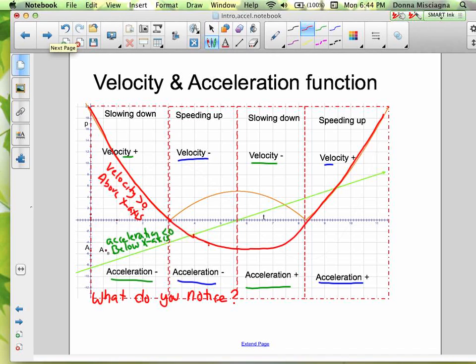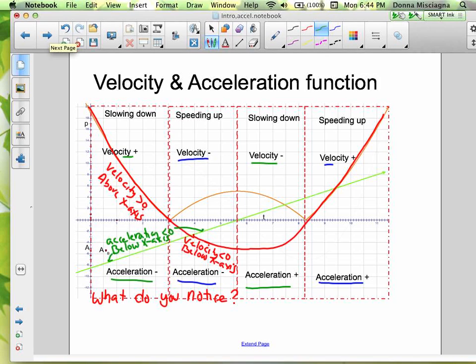Notice here our velocity is now negative. Velocity is less than 0. It's below the x-axis. The acceleration is also less than 0. It's still below the x-axis over here. So over here and here, both spots, it's below the x-axis. Nothing has changed on the acceleration. So velocity is negative, acceleration is negative.